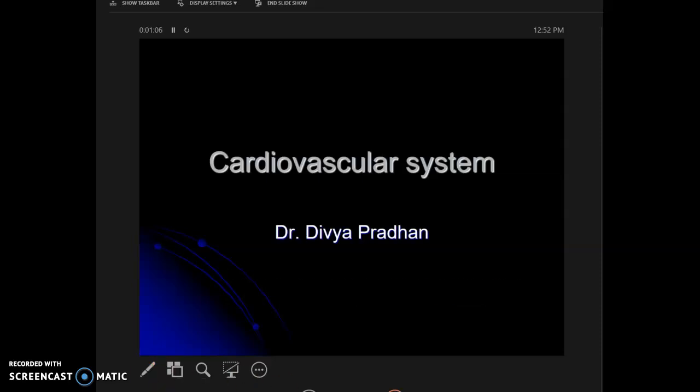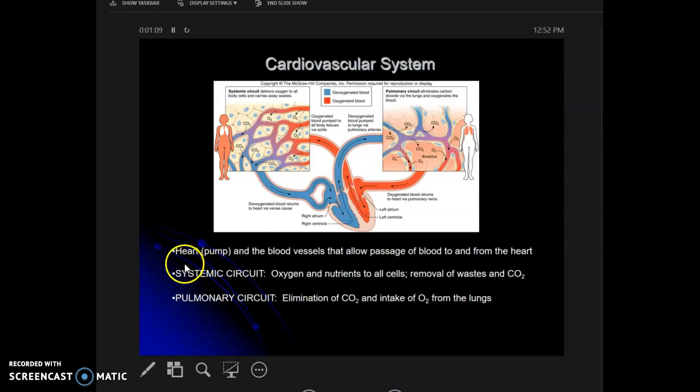So what is the cardiovascular system? It involves the heart and the blood vessels that allow the passage of blood to and from the heart. Now there are two types of circulation, the systemic circulation and the pulmonary circulation. Systemic circulation carries oxygen and nutrients to all the body cells and removes waste and carbon dioxide. Pulmonary circulation eliminates carbon dioxide and takes in oxygen from the lungs.